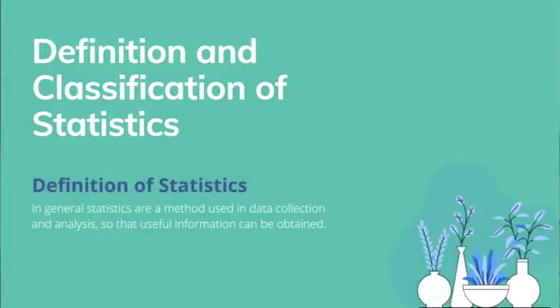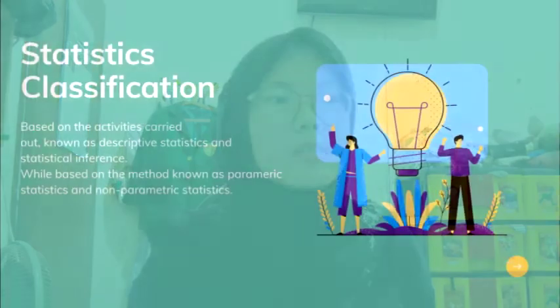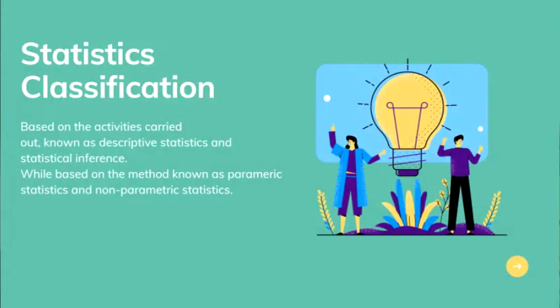Definition and classification of statistics. Definition of statistics: in general, statistics are methods used in data collection and analysis, so that useful information can be obtained. Statistic classification: based on the activity carried out, they are known as descriptive statistics and statistical inference, while based on the method they are known as parametric statistics and non-parametric statistics.